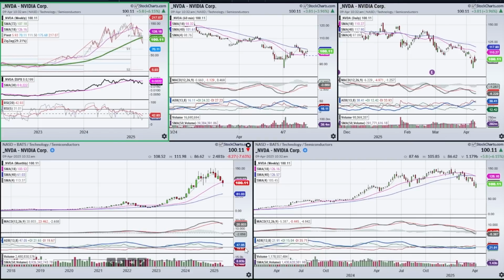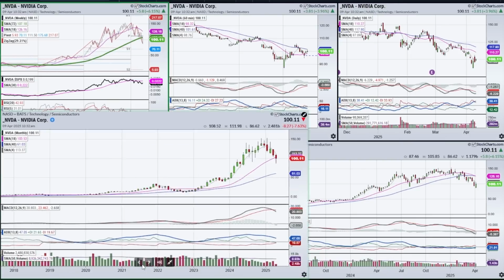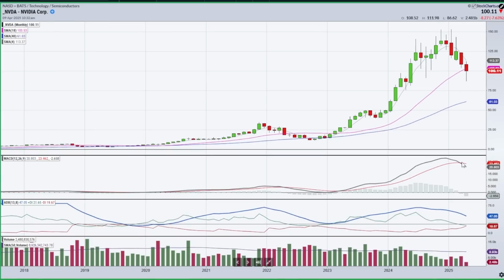Nvidia's same concept, right? We're potentially breaking the 18-month line, but more important to me is that we've rolled the MACD through the signal line. So no matter what you think about this stock, like this is a great opportunity and I want to get in, odds are you're going to come back down, rally up and come back down because of what's going on in the MACD. I don't think this is a straight up move from here.